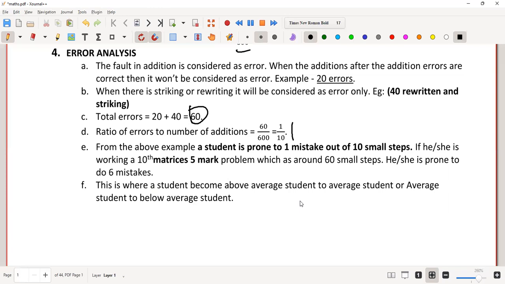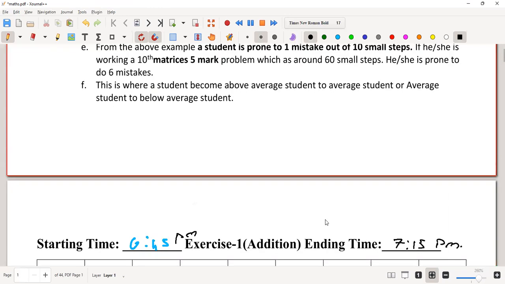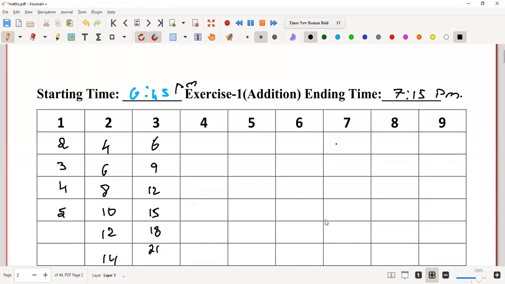All right. Now you understood, isn't it? This is what you're going to do. If you're going to start now, first you have to check the time and write down the time. Then you have to proceed to the next step.